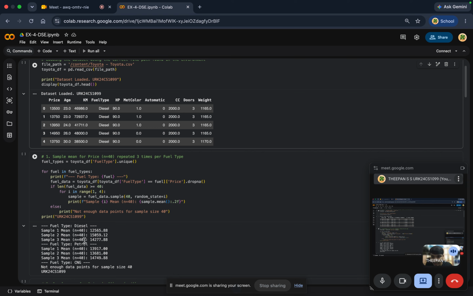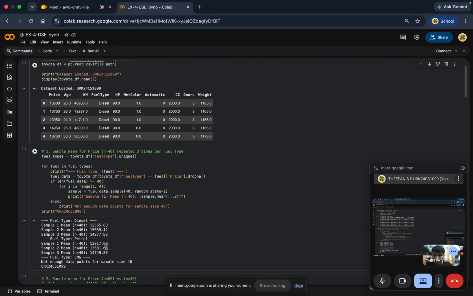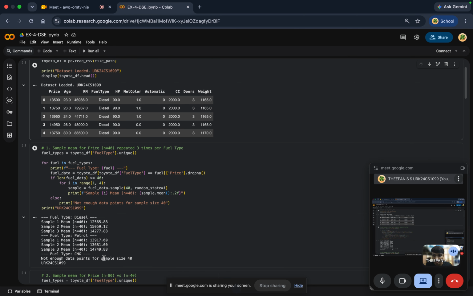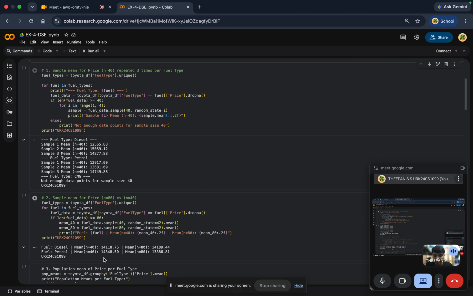The sample 1 mean, sample 2 mean, and the fuel type is petrol, the fuel type is diesel, and the fuel type is CNG: not enough. The reason CNG is not calculated is that CNG does not have enough data.